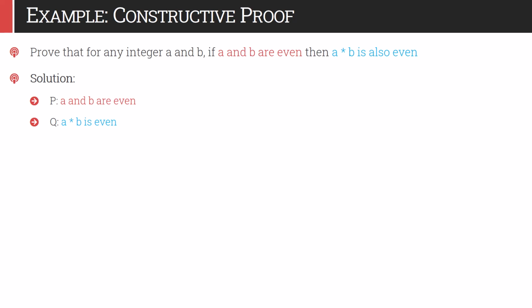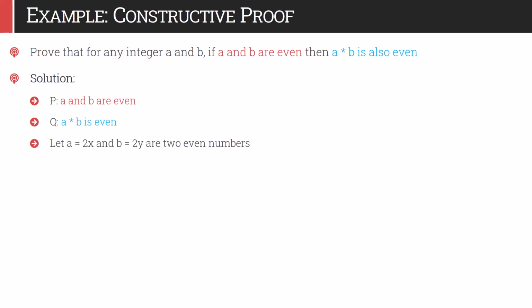Consider another example: if A and B are even, then A into B is also even. So again, it is an if P then Q kind of statement. Our P would be A and B are even. That is our premise or hypothesis. From that, we have to derive A into B is also even. So that is our conclusion. So that is the Q.